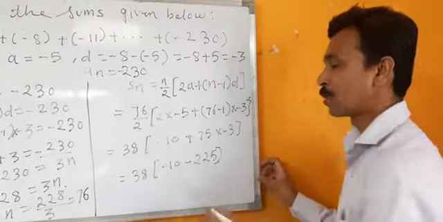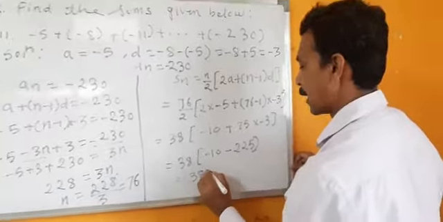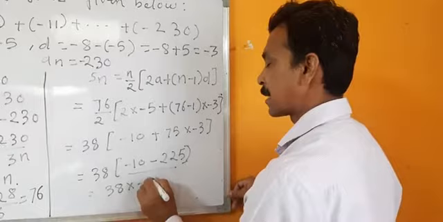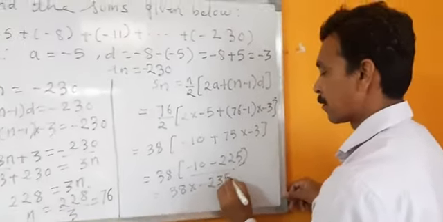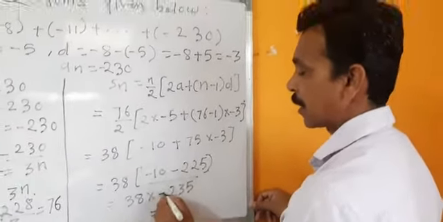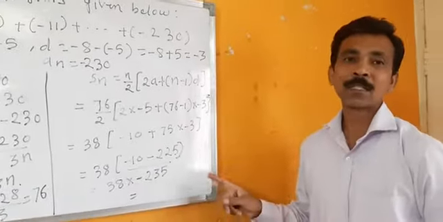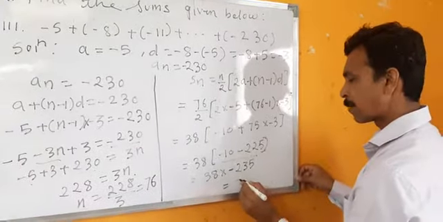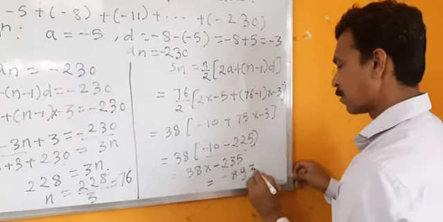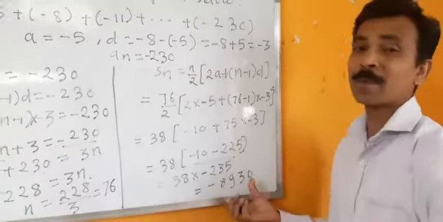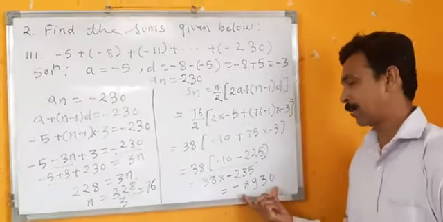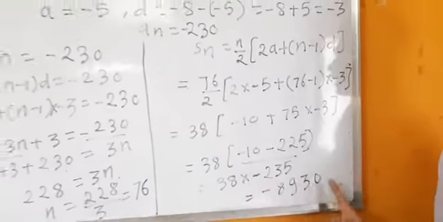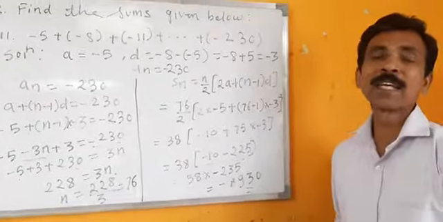It becomes minus 225, so it is 38 into minus 10 minus 225. How much is that? Minus 235. And if we multiply, 38 into minus 235, we get minus 8930. But you have to multiply, okay? After doing the multiplication only you will get it. I have done it in my mind, so I got the answer minus 8930. So this is the value of Sn.